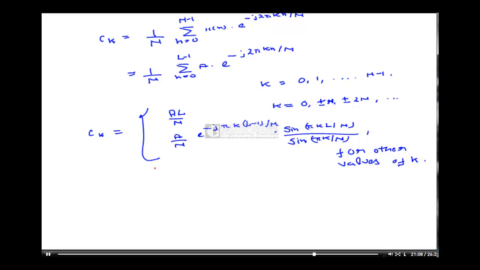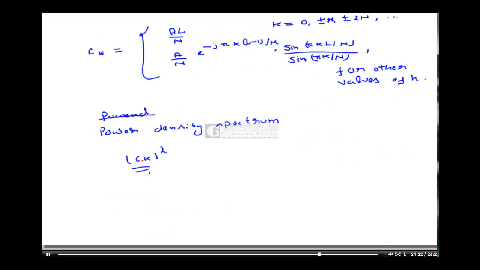Similarly, the power density spectrum is nothing but the square of the DTFS. So the power density spectrum is just Ck square. Squaring Ck, this term will get squared and this full term will get squared.